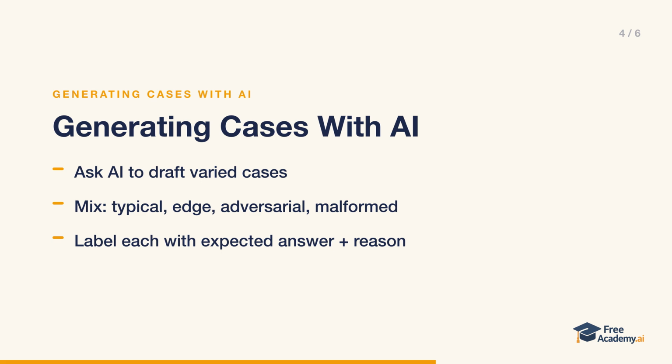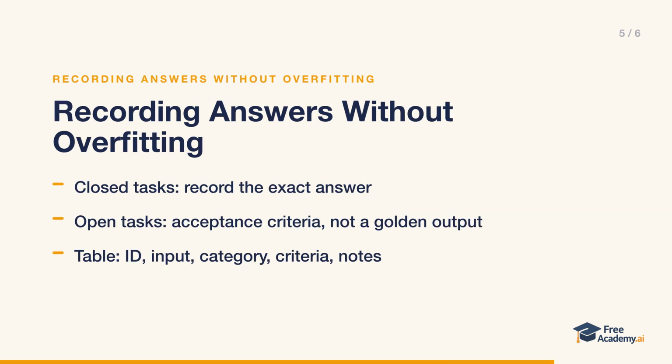The key detail is that it also asks the model to label each case with the expected category and a one-line reason it belongs in the set. That reason is gold. It forces real variety and gives you an instant sanity check on whether the case is doing its job. Once you have your cases, how do you record what a good answer looks like? For tasks with a clear right answer, like a category label or an extracted date, just record it. Scoring later becomes a simple exact match or contains check.